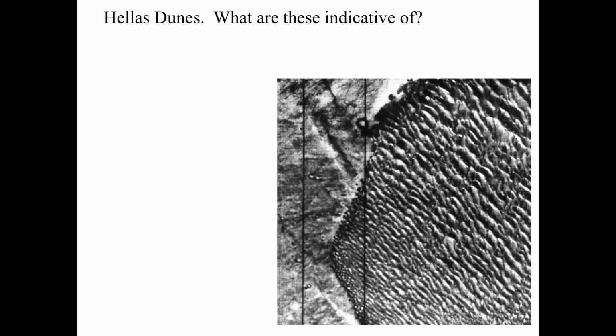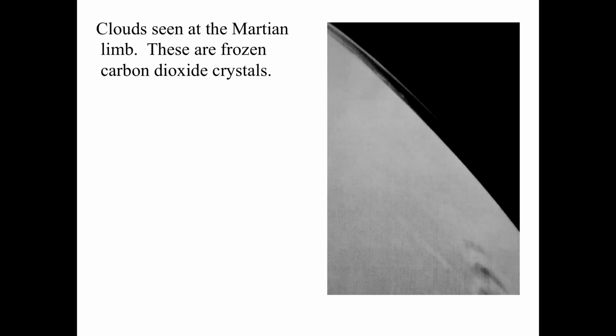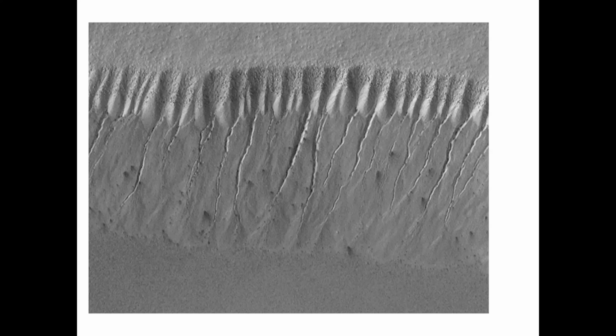Here's an example of sand dunes, which we believe are indicative of actual wind erosion. Mars has a thin atmosphere, but it does have storms and winds that can move these sand dunes around. Here's a picture of clouds in the Martian atmosphere showing you the existence of this atmosphere. These clouds are made of, unlike on Earth where cirrus clouds might be frozen ice crystals, frozen carbon dioxide crystals because the atmosphere is much cooler.